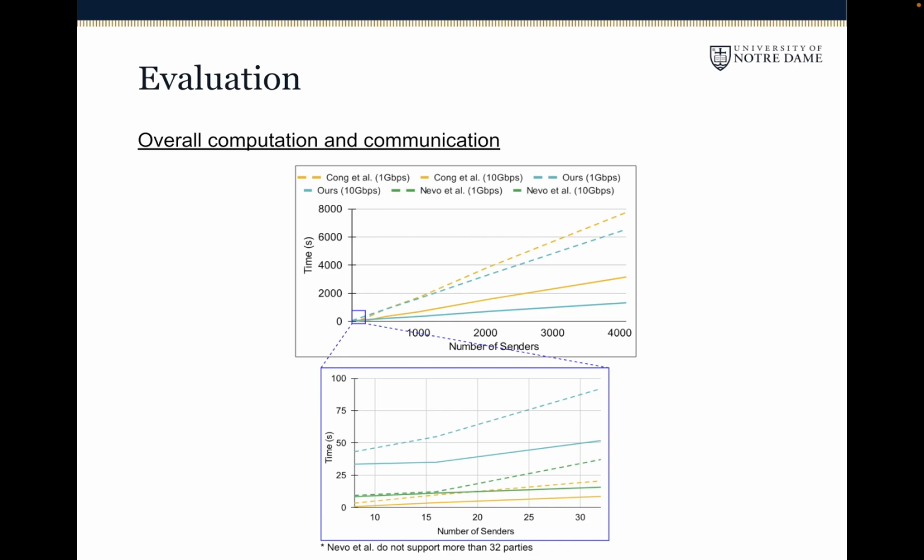For the overall computation, including computation and communication, we are almost 2 times faster than the existing state-of-the-art Kong ETL protocol in the case of 10 gigabit per second speed, and for 1 gigabit per second speed we are almost 0.8 times faster.